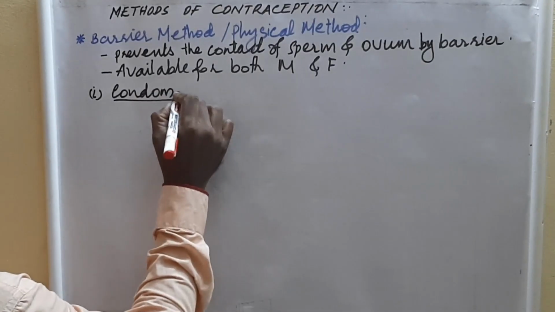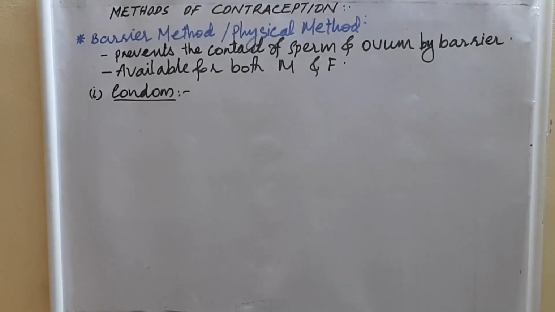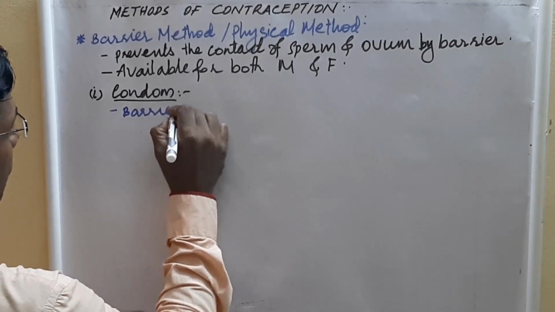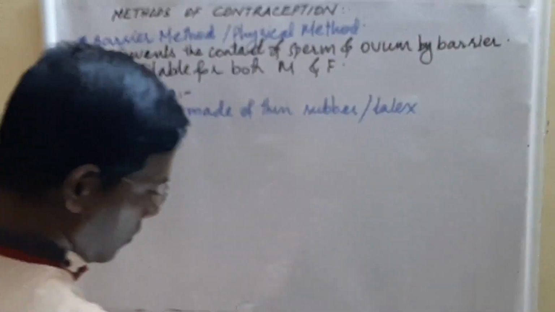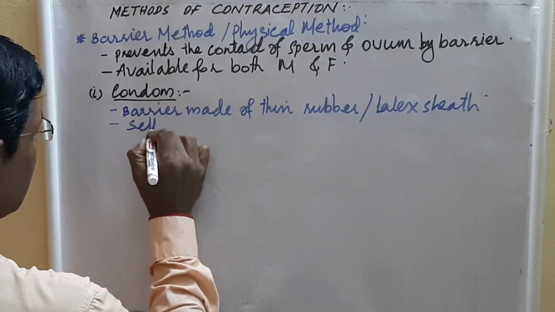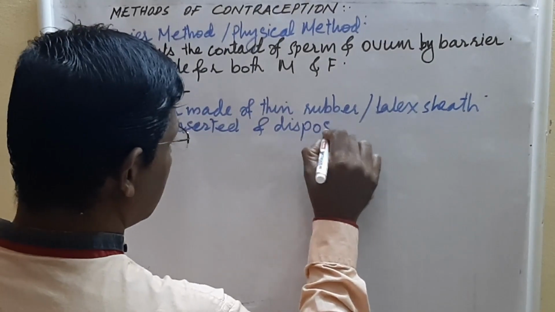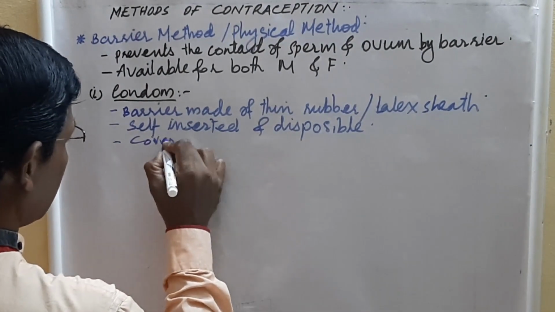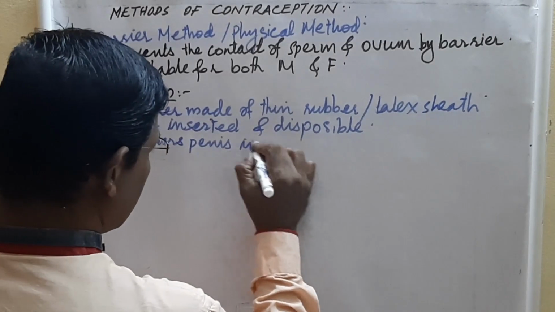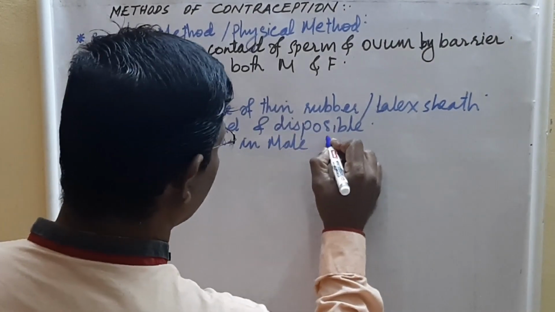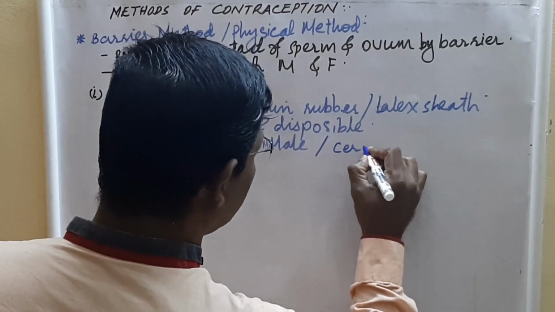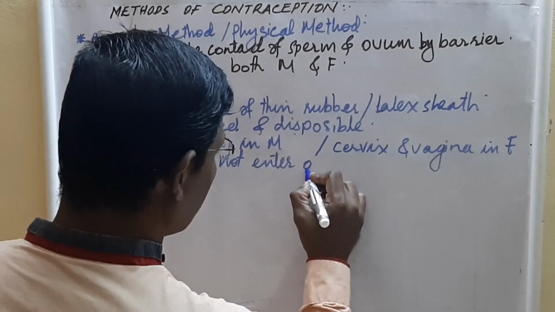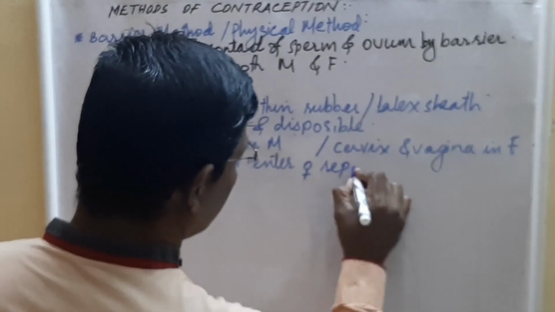Some of the barrier methods, first one is condom. These are barriers made up of thin rubber or latex sheath. It is self-inserted and disposable. It covers the penis in male or cervix and vagina in female, so that the semen does not enter the female reproductive tract.